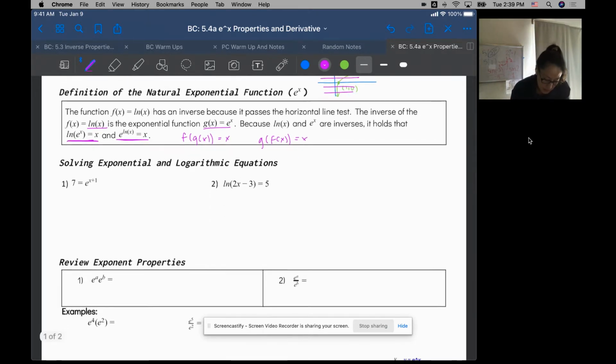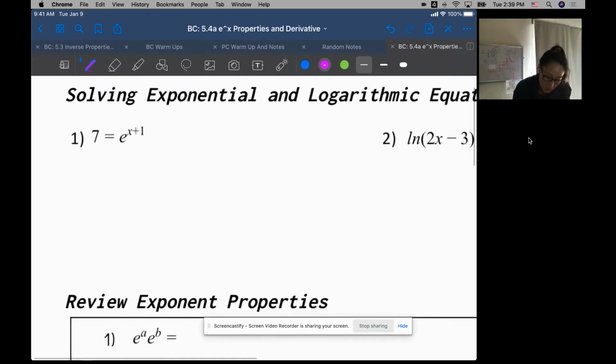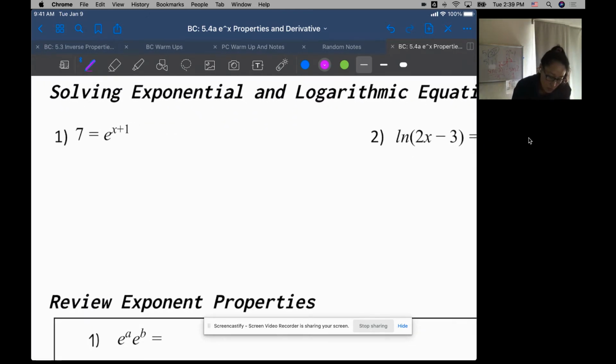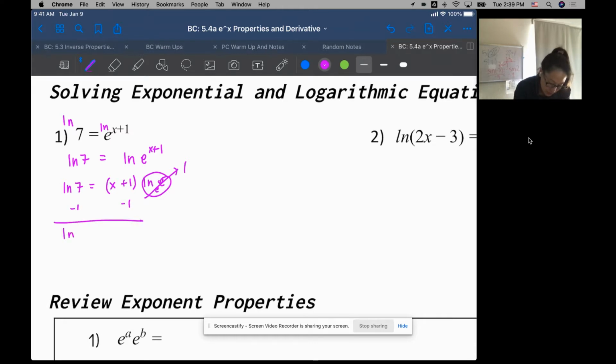Okay, so next, let's just solve these two logarithmic and exponential functions. So remember what we do is we take the log of both sides, which because it's a base of e, I'm going to take the ln of both sides. So I get the ln of 7 is equal to the ln of e to the x plus 1. Power property says that I can rewrite this as x plus 1 times the ln of e, and ln of e is just 1. So I can subtract 1. So I get the ln of 7 minus 1 is equal to x.